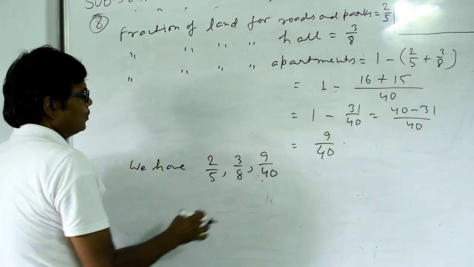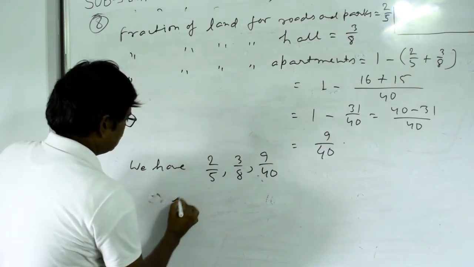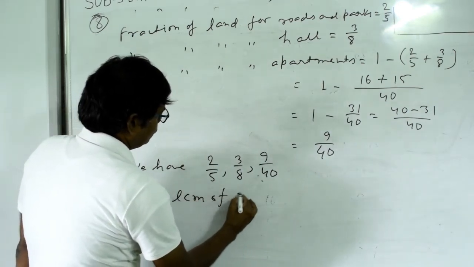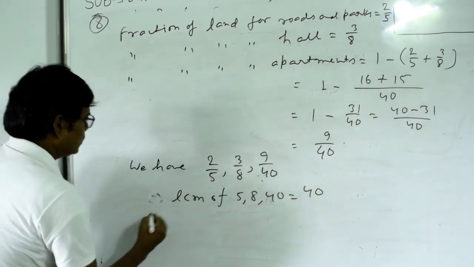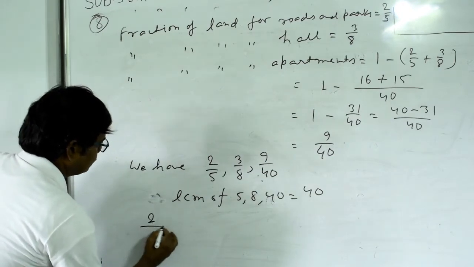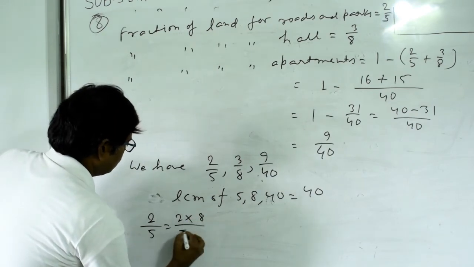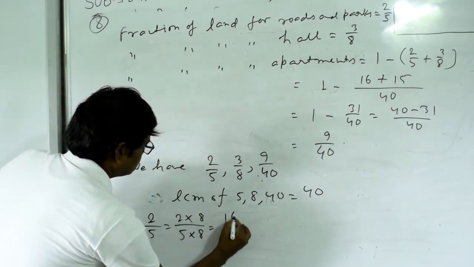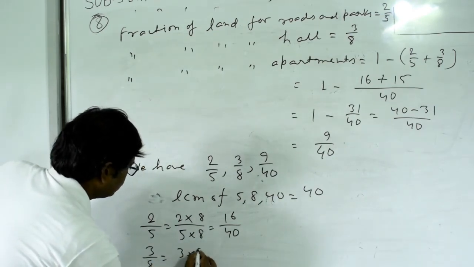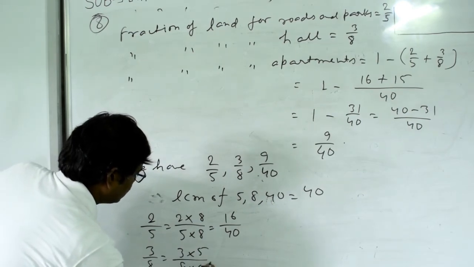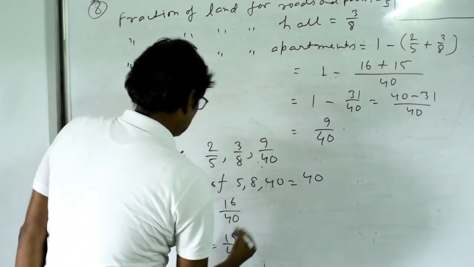Now convert them here. Write that the LCM of 5, 8 and 40 is 40. Then convert them into equivalent fractions. So 2 by 5 equals 2 into 8 by 5 into 8, which is 16 by 40, and 3 by 8 equals 3 into 5 by 8 into 5, which is 15 by 40, and this is already 9 by 40 here.